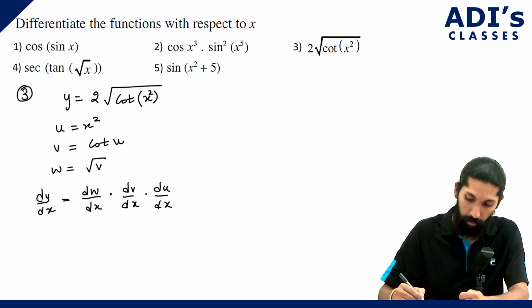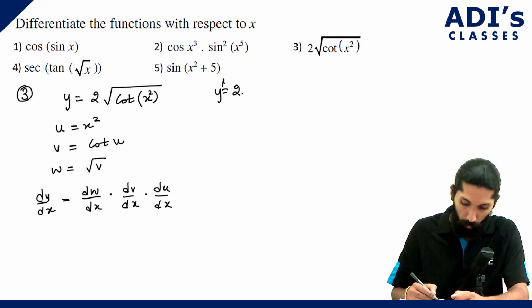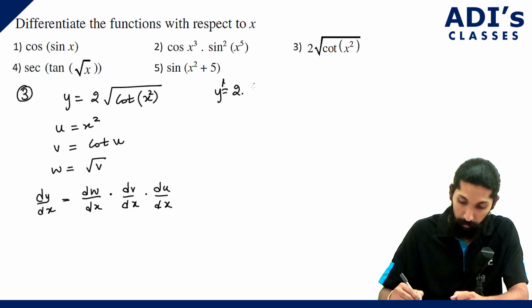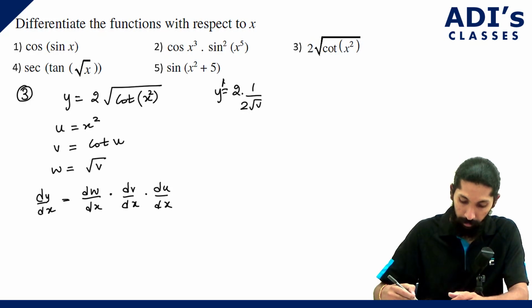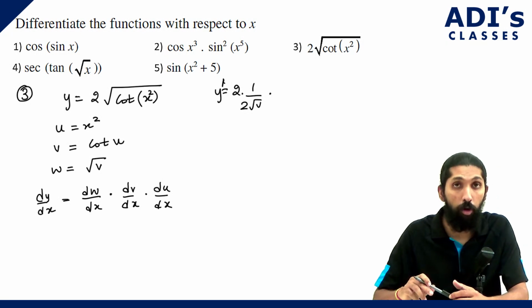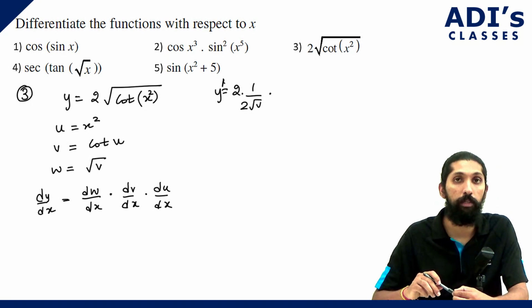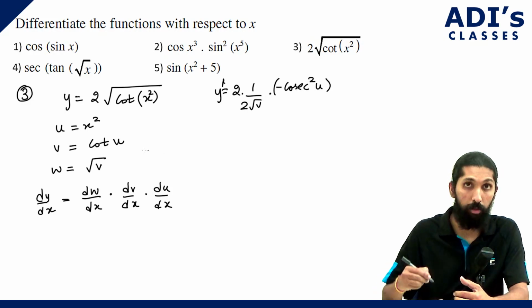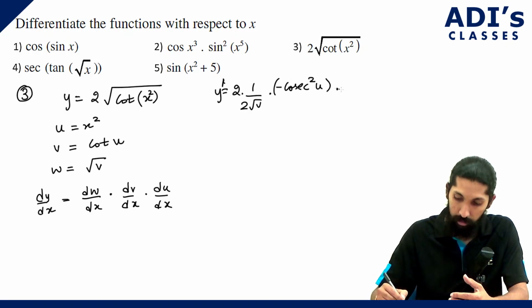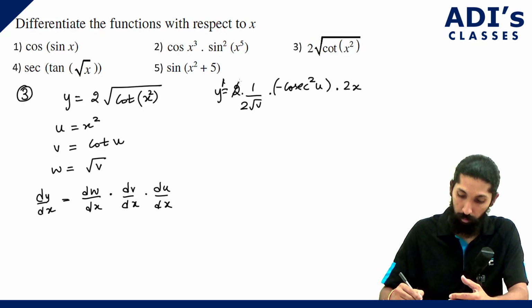So first what do we do? dy by dx, y dash is equal to 2, keep it as it is, no change. What is root of v? 1 by 2 root v, correct? 1 by 2 root v into the derivative of cot, which would be minus cosecant square u, isn't it? Cot u is there, into, what is derivative of x square? 2x. So we got this much, 2 and 2 cancel.